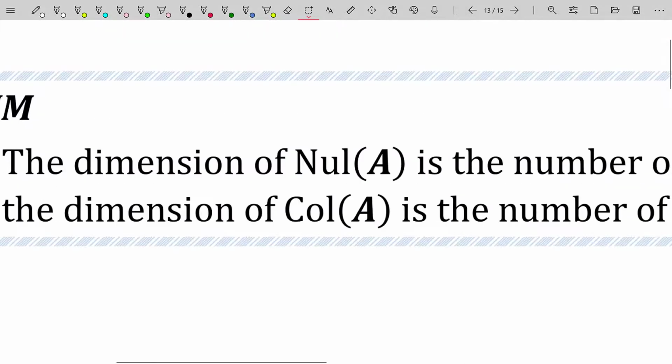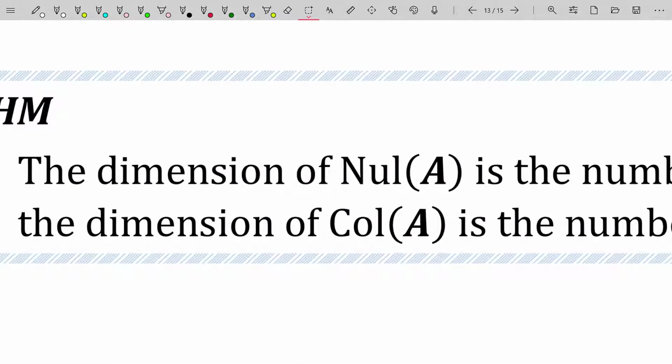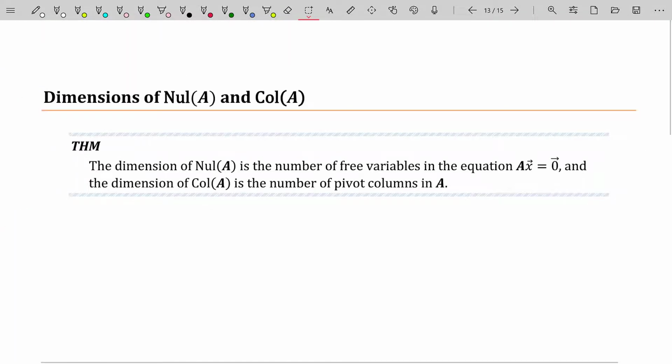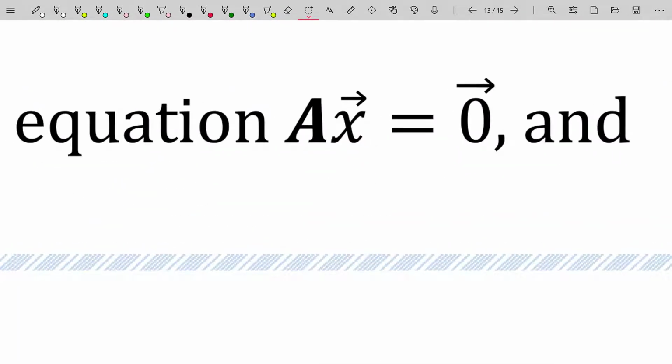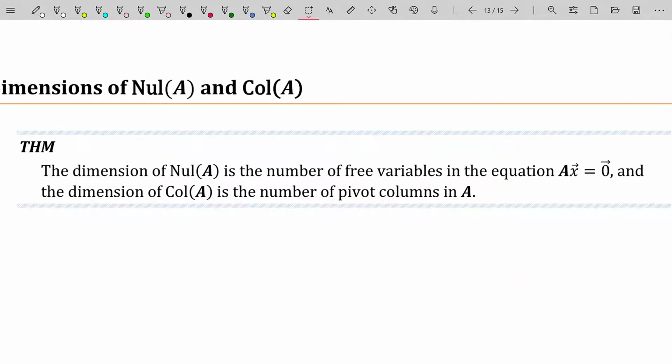Well, think about the null space of A. It's all solutions to AX equals 0. And when you solve the homogeneous equation AX equals 0, the number of building block vectors in the solution to that equation matches the number of free variables. Remember, we had a theorem previously that stated the number of building block vectors, or the number of basis vectors, for the null space is going to match the number of free variables in the matrix equation AX equals 0.